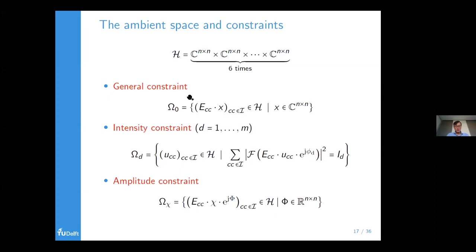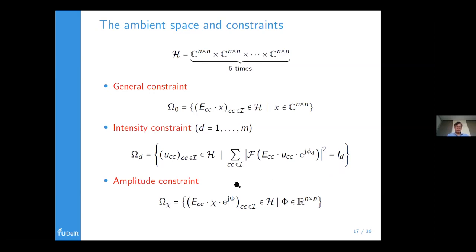First, the general constraint. This set captures all points with the components having the same phase and proportional amplitudes. When we find a solution in this form, then X corresponds to the desired generalized pupil function. And second is the intensity constraint. This comes from the image, and each constraint consists of all possible points that can generate the image.